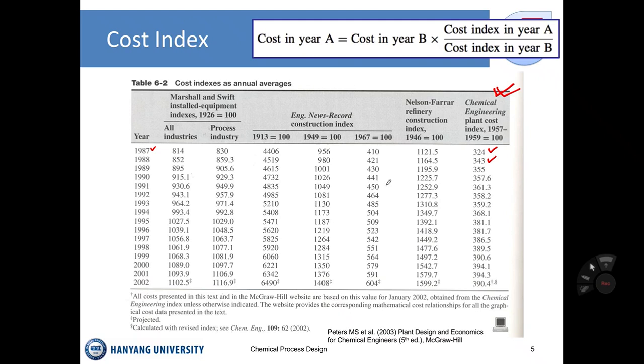okay? In January of 1983 and February of 1983, then you have a different index. You can find these indexes from the Chemical Engineering magazine or some costing-based database. If you are not sure about such a detailed database, you can use the year average number, okay?